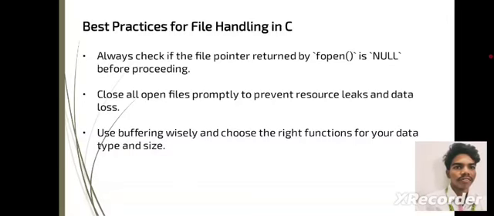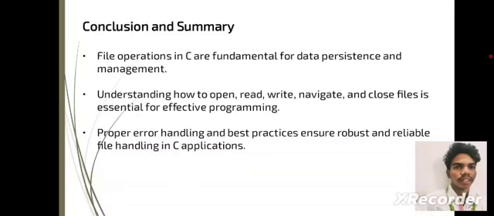Best practices for file handling in C. Always check if the file pointer returned by fopen is null before proceeding. Close all open files promptly to prevent resource leaks and data loss. Use buffering wisely and choose the right functions for your data type and size.